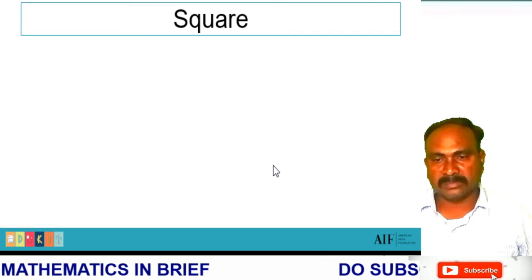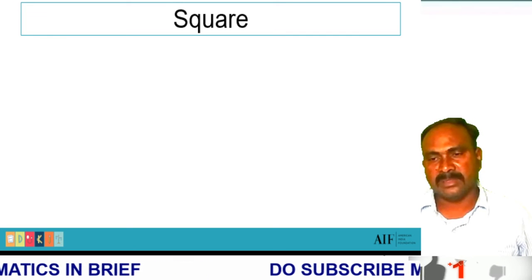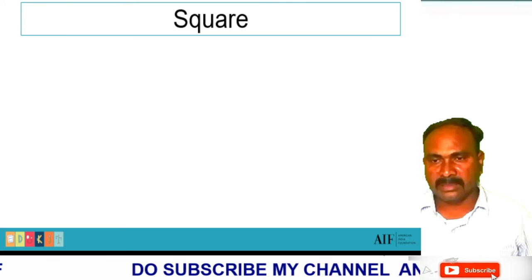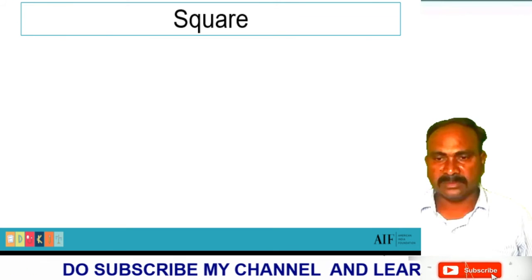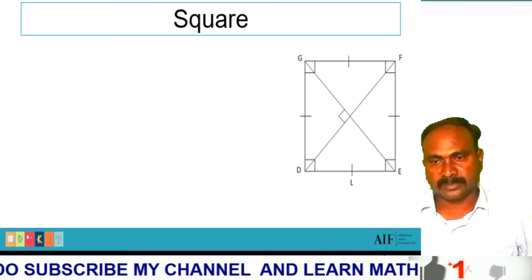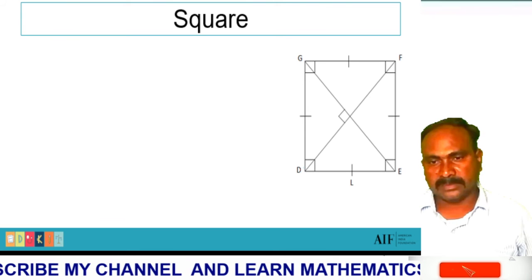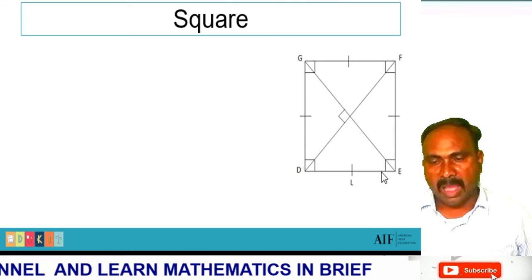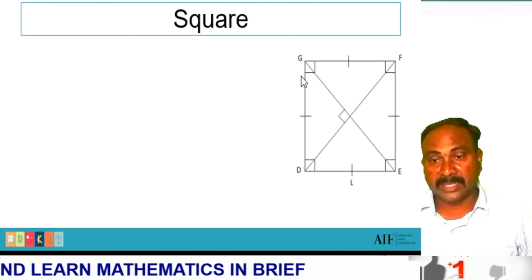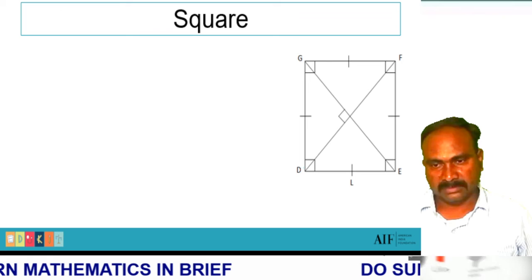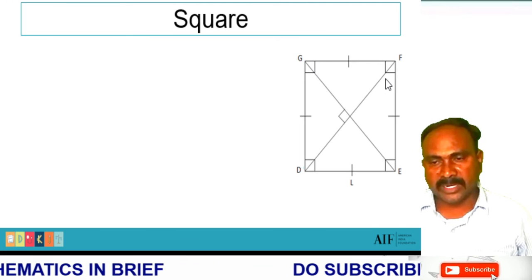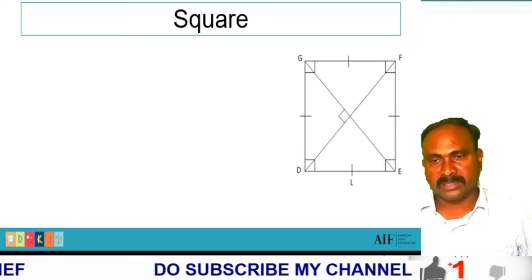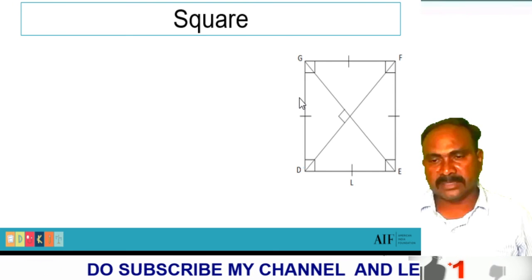Now square. What is the difference between parallelogram, rectangle, rhombus and square? Observe this. This is a square. Here all sides are equal like a rhombus. All angles are equal, 90 degrees, 90 degrees, 90 degrees, 90 degrees, like a rectangle.